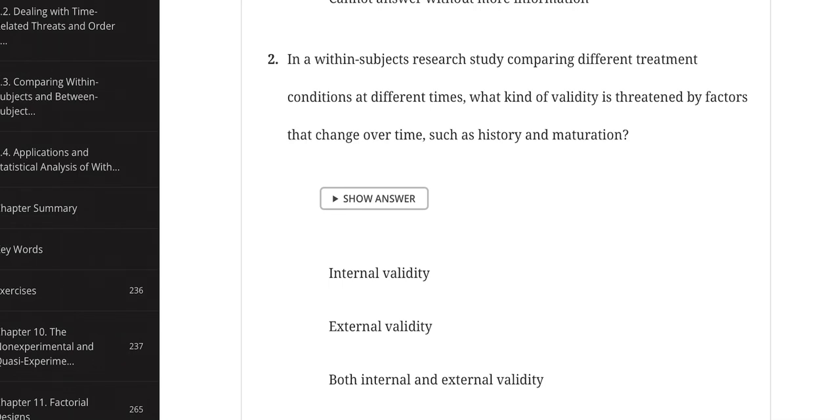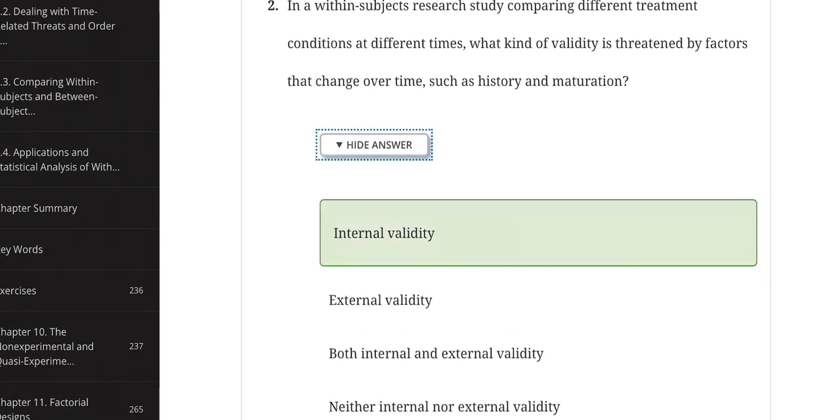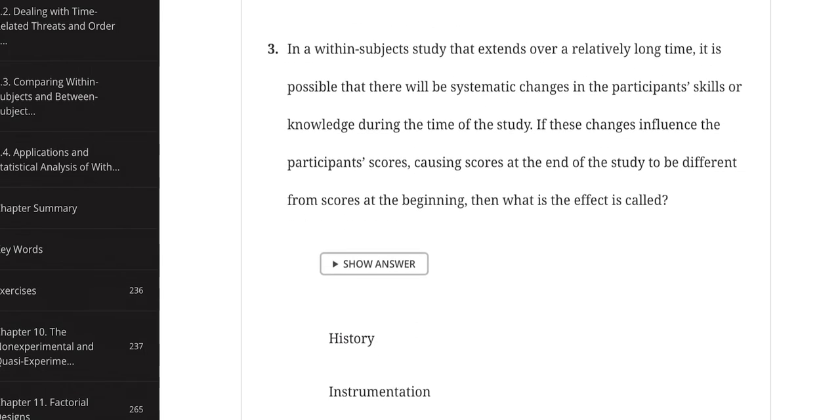In a within subjects research study comparing different treatment conditions at different times, what kind of validity is threatened when they change over time, like history and maturation? And so hopefully you know that that is internal validity, right? We've been talking about this whole time. I've been saying internal validity, because it's affecting their scores on the dependent variable, and it is a time-related variable. It is not the independent variable. So that's the threat to internal validity.